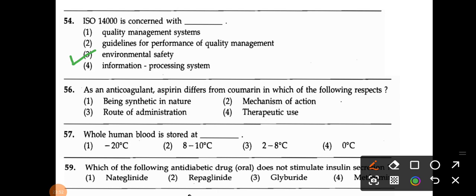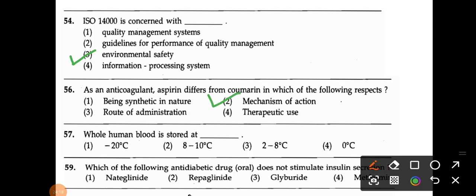Route of administration, that is also similar, no problem. Therapeutic use, both are the same category, right? These are the anticoagulant. So the mechanism of action is different, right? Aspirin is the COX inhibitor, and coumarin is the vitamin K antagonist. It is also an anticoagulant, but it acts by a different mechanism. So that's why here the correct answer is mechanism of action.